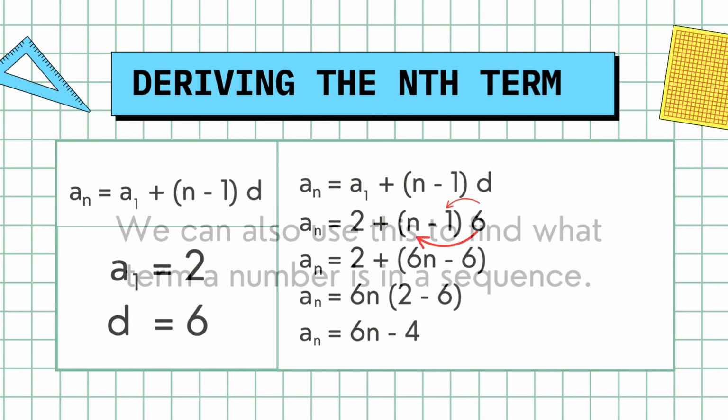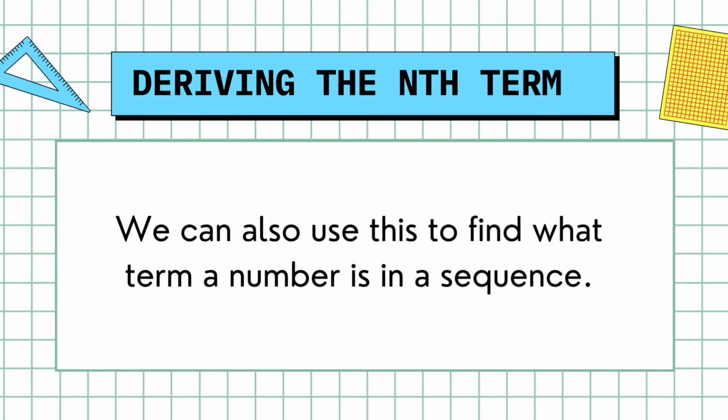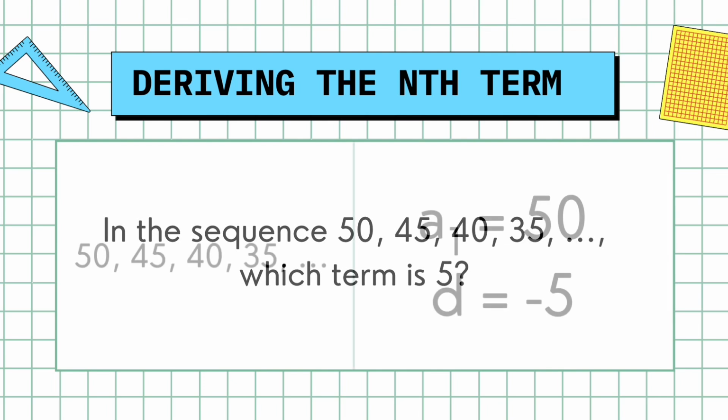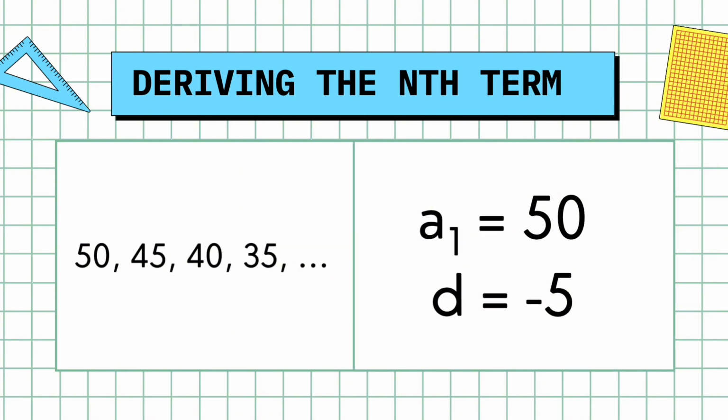Now we can also use this formula to find what term a number is in a sequence. So let's try it out. In the sequence 50, 45, 40, and 35, which term is 5? So let us again get our given first. So our given is a sub 1 is equal to 50, and then our d is equal to negative 5.